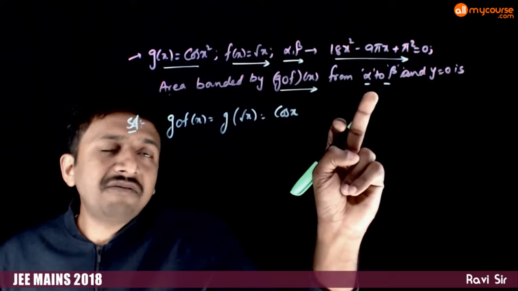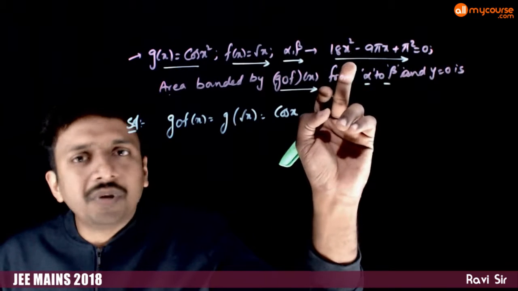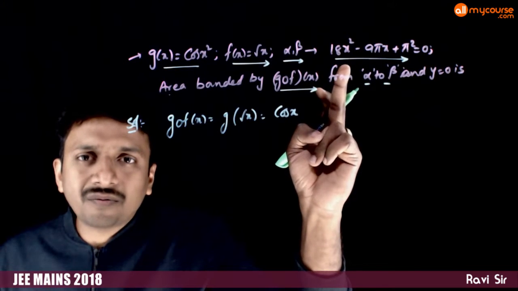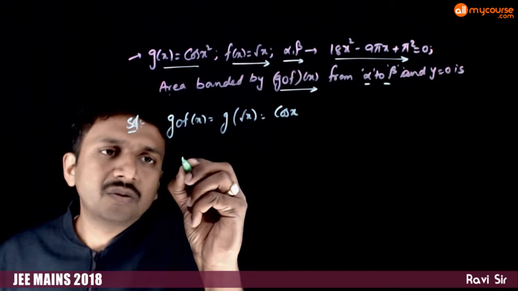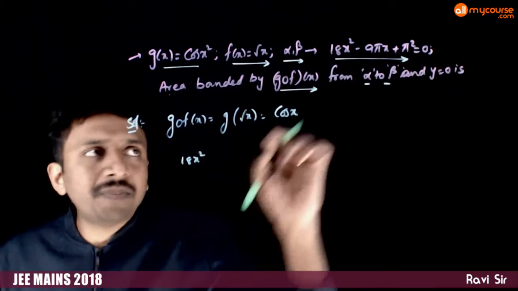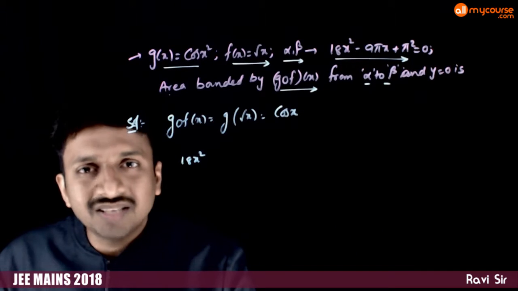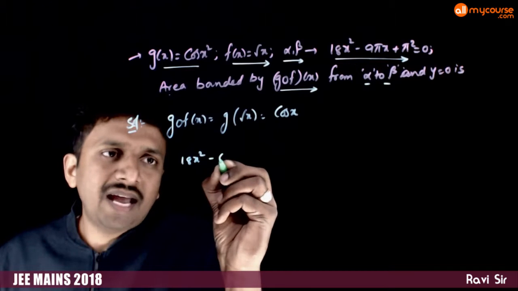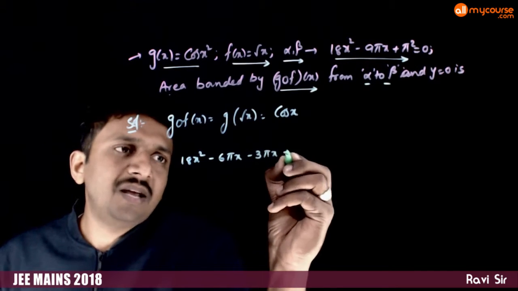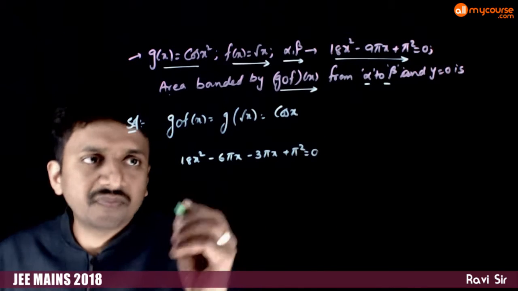And alpha and beta are the roots of this equation. This is a very simple quadratic equation. You can factorize this very easily. So 18x², the product is 18π², the sum is 9π. So you can split it into 6π and 3π. 18x² minus 6πx minus 3πx plus π² is equal to 0.